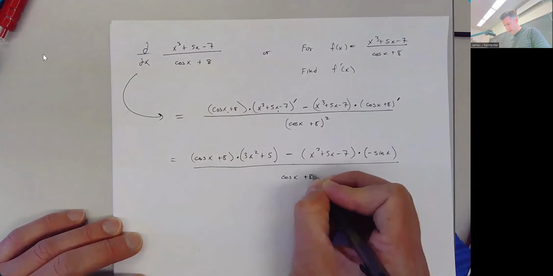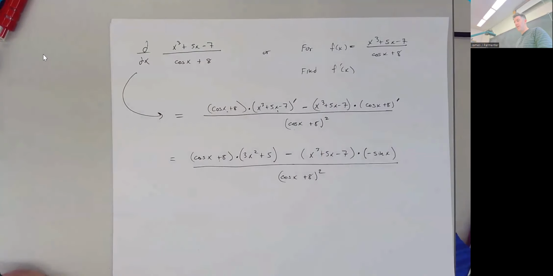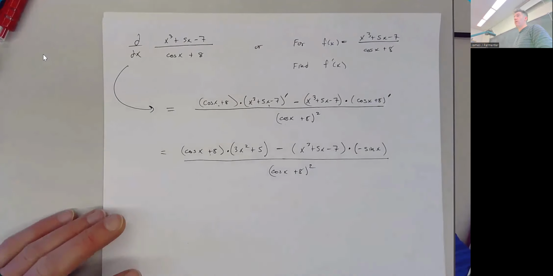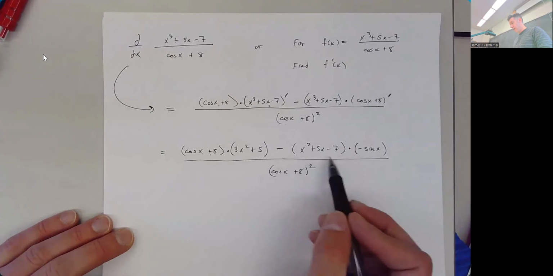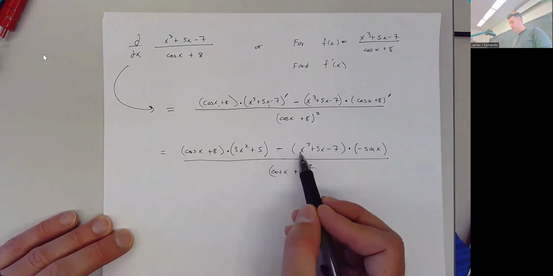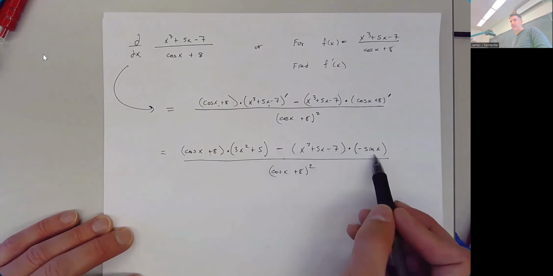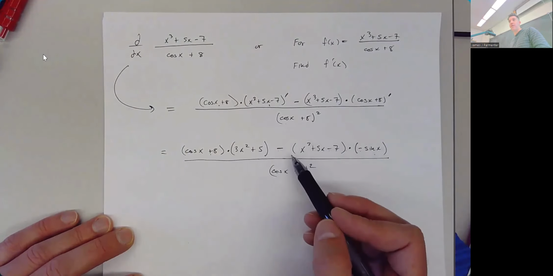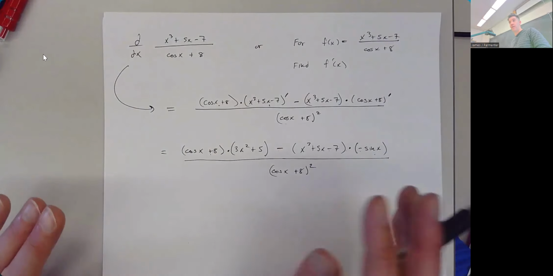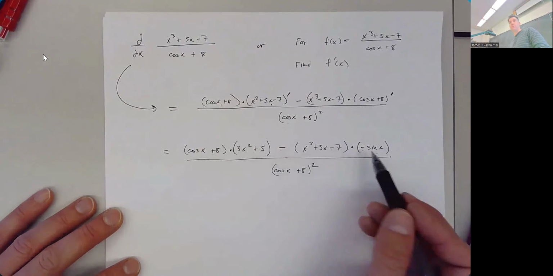You almost never multiply out the bottom. And I'm definitely not going to multiply at the top here. One simplification I would have done here is I would have actually written this second part as plus x cubed plus 5x minus 7 times sine of x. I would have brought that minus sign to the front there to change it. That's totally valid. A minus times a minus is a plus.